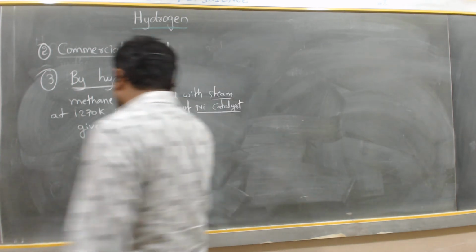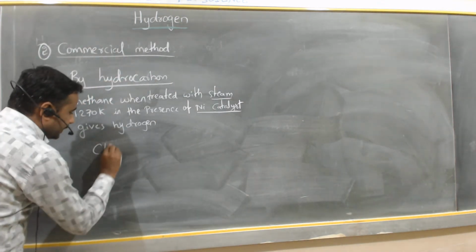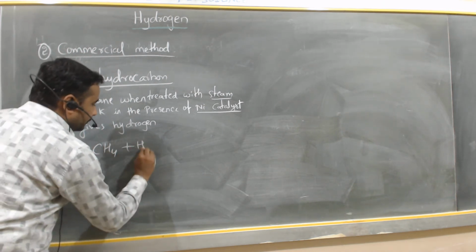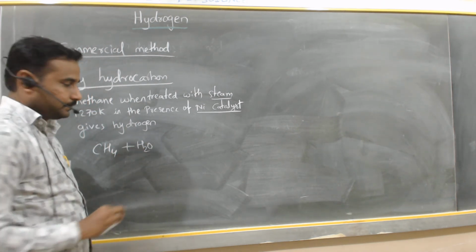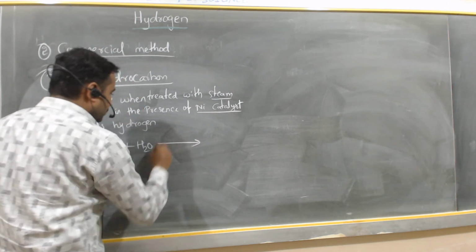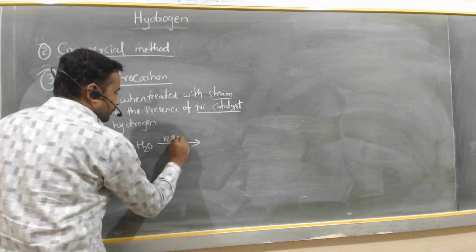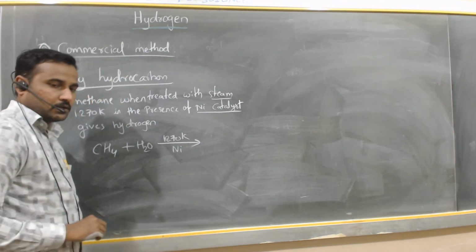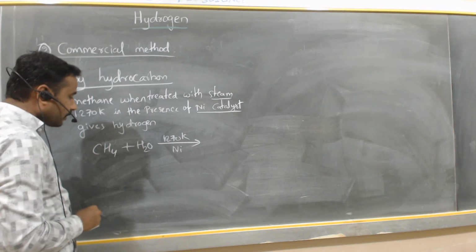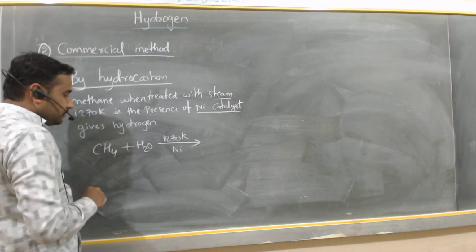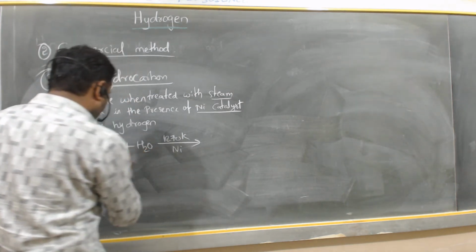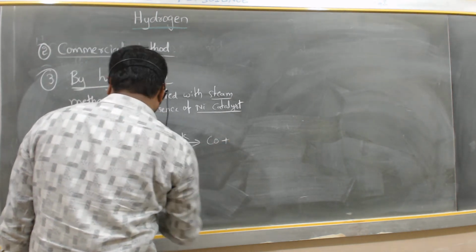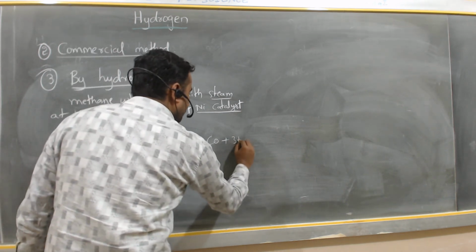So I will write it here as CH4. We are calling it methane. Methane when it reacts with water, at a temperature of what? 1270 Kelvin, and in the presence of what? Nickel catalyst. So what will it give? How many hydrogens are there here? CO plus 6 hydrogen, that is 3H2.